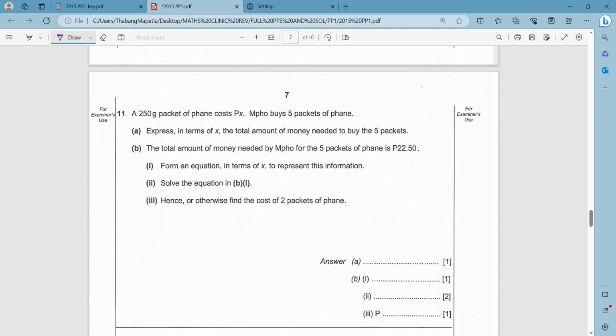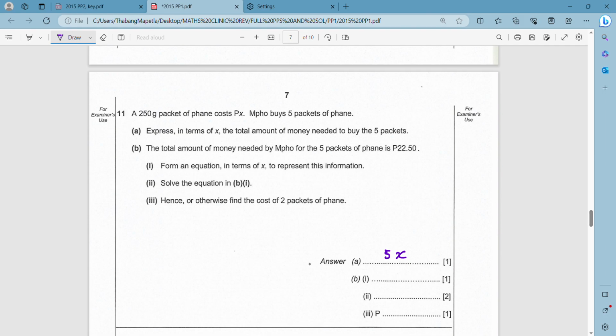It says that a 250 gram packet of pani costs X pula. Mpo buys 5 packets of pani. Number A says express in terms of X the total amount of money needed to buy the 5 packets. So it's simply the same as our first one. How many packets do we have? We have 5 packets. How much does a packet cost? It's X. So the total money is X pula times the 5 packets, therefore it's 5X. In algebra, we don't really need units, so it's just 5X.